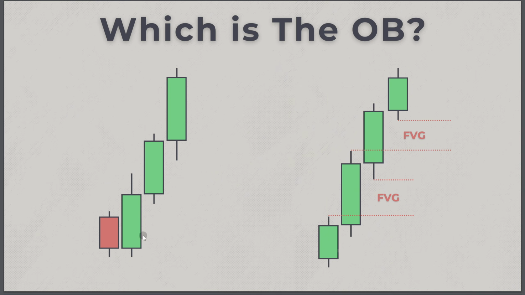Because the order block, if we had another bearish candle here, I would say, yeah, we have an order block. And some people would also call this an order block, but it's not really that accurate. Sometimes it could be, but sometimes not.